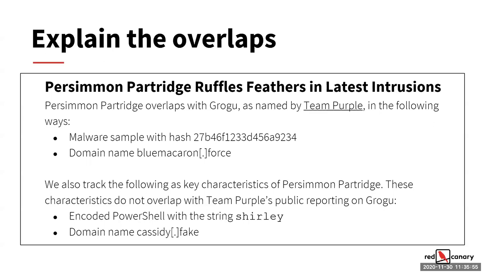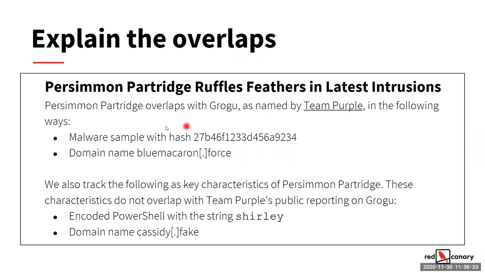Here's an example of a big blog post, right? Persimmon Partridge, a new group. And so this team comes out with this new group name, but they found that it overlaps with what someone else is calling Grogu. So explain that: our new group that we're naming, Persimmon Partridge, overlaps with Grogu. You could even give credit to the team that named that other group and link to their research as well. Always a good practice.